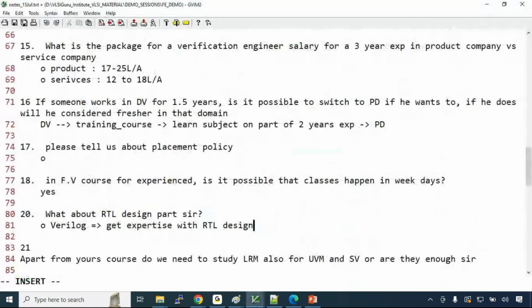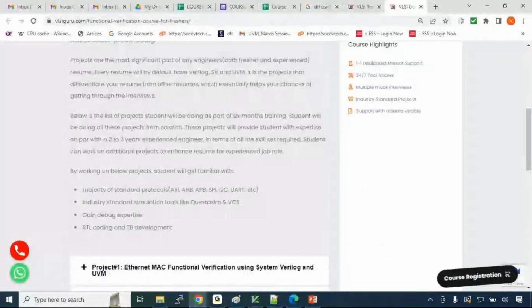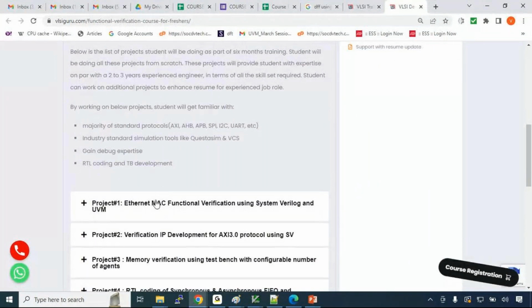Sir, apart from these projects, do we also do any big project related to PCI or USB or something like that? See, Ethernet MAC itself is a complex project actually. What we do as an institute is that at least once every 1.5 years we keep changing the main project.